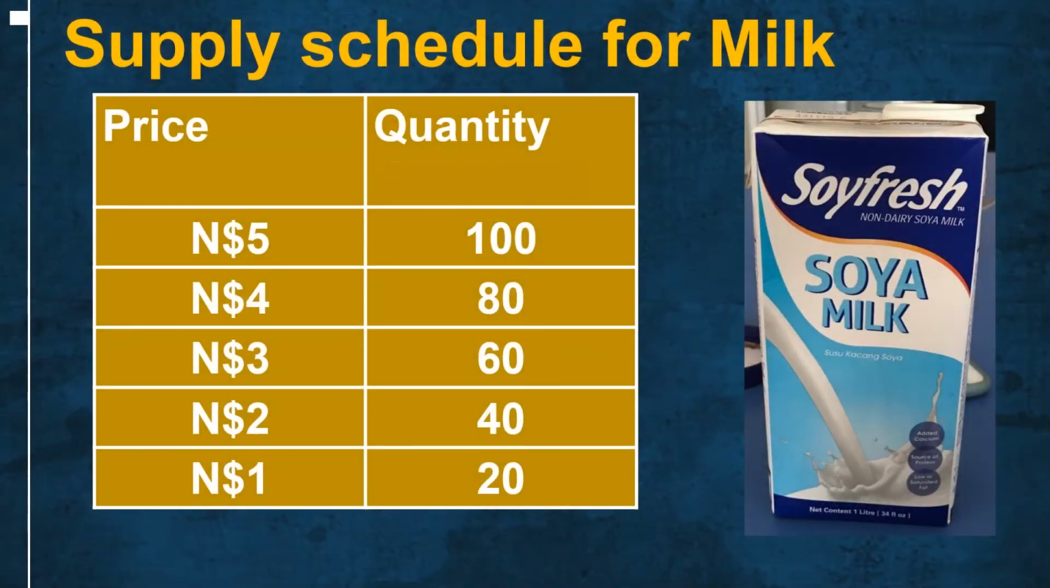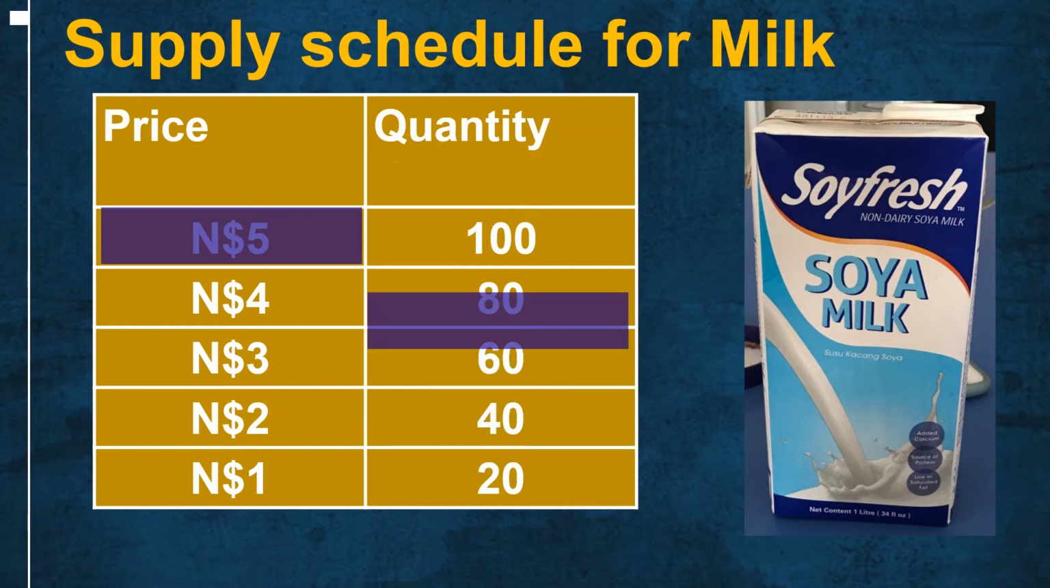Let us use a supply schedule to make this simpler. A supply schedule shows the quantities which will be supplied at different prices. The law of supply states that the higher the price, the higher the quantity supplied.